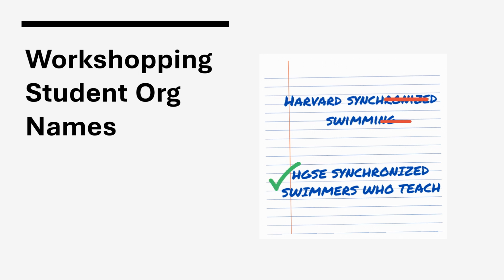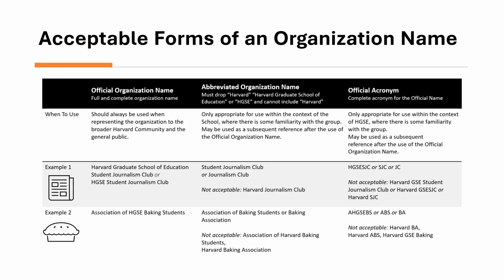During the student organization training, we will go in depth into the Harvard trademark policy and the use of student organization names and logos when promoting events. When considering potential organization names, you may also want to think about the abbreviated name and the official acronym if you plan on using one. This table covers information on when to use the full official name of your organization, when to use an abbreviation, and when to use an official acronym.